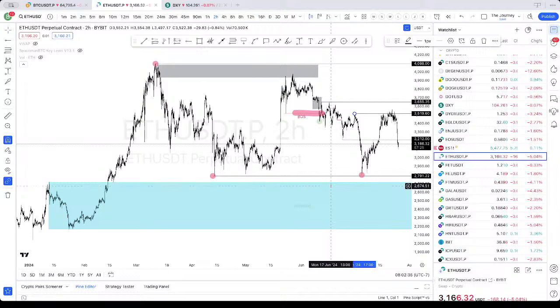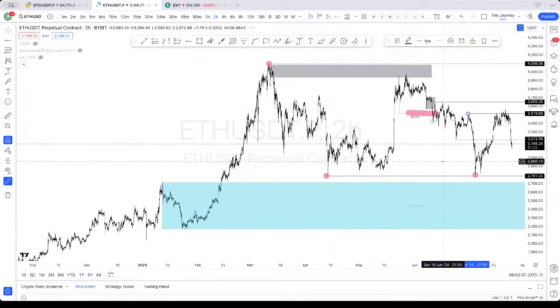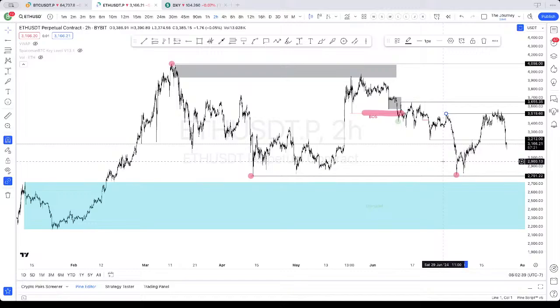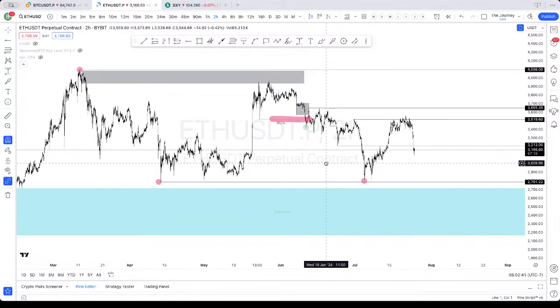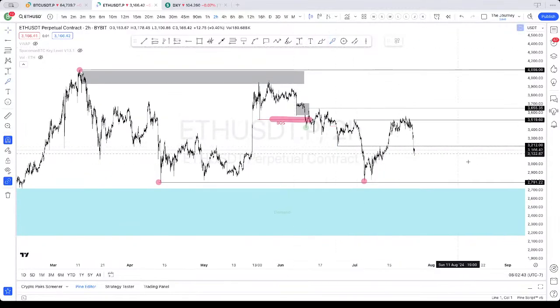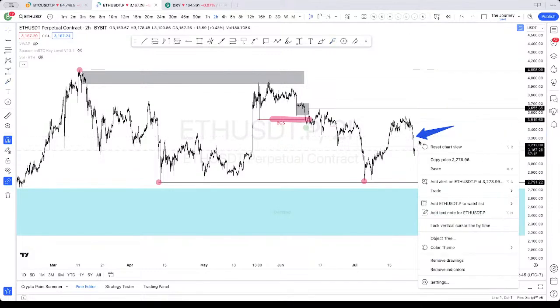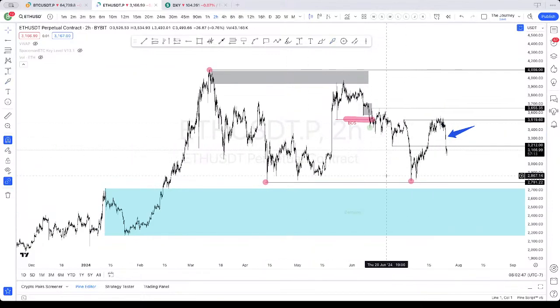I feel like ETH is down. I feel like it has an opportunity. So will it leave this fair value gap? I feel like it's down. I got ahead of myself. My mouth can't keep up with my brain.